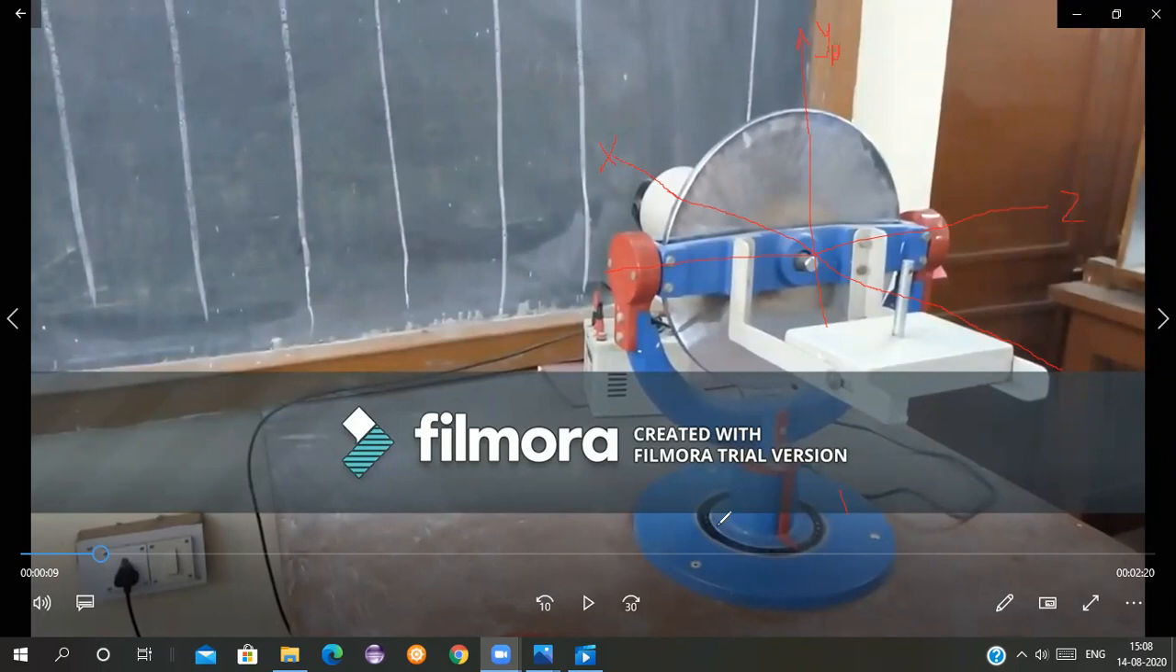Just a second. Yes, see now what is happening here. The axis of precession is shown, the x axis is shown and the z axis is also shown. What will happen when the rotor rotates? We will see the video first, then you will get it properly.